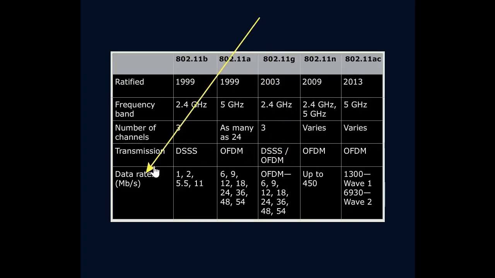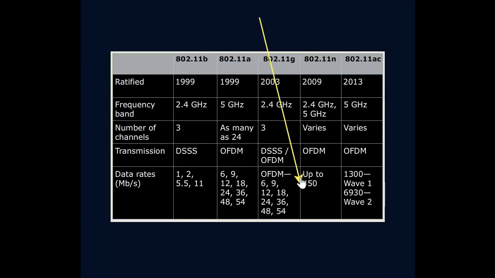Data rates. All right, our data rates that are available. So we're going to see different data rates are available by different standards. And this is talking about in megabits per second. So what we usually are most concerned with is the maximum data rate that's possible. So 11 with 802.11b, 54 with 802.11a. G supports 54 as well at the lower frequency.